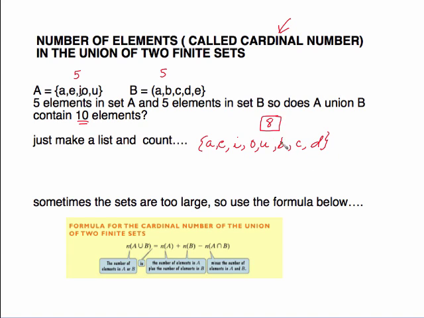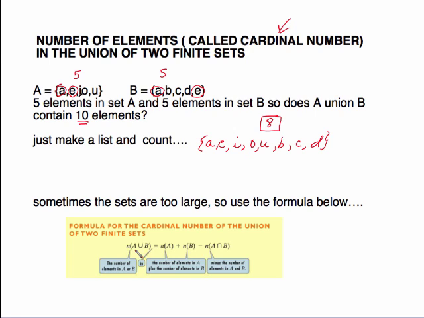Now, why would I get 8 when I actually wrote those out? Because when I counted 5 here and 5 there, I was actually counting the repeats. A occurred twice, so I counted it twice. E occurred twice, I counted it twice. So one way to get the cardinal number of the union of two finite sets is to go ahead and just write it out and then count up your elements. But if the numbers are too large, that just doesn't work very well.